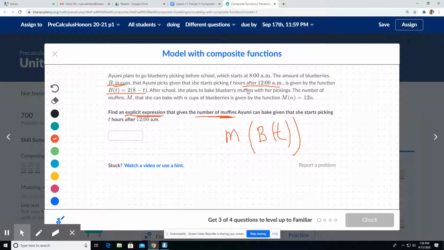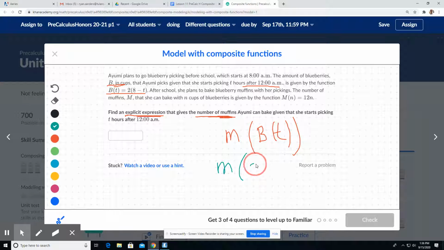And then she plans the number of muffins M she can make with those cups of blueberries. So that links together. However many cups of blueberries she gets from here, we stick that into the muffin function, and that'll give us our final output. Okay, so for the explicit expression, we're plugging the numbers in here. I'll go ahead and switch colors. I'll take it a little bit easy. First, we'll go for the innermost function here.